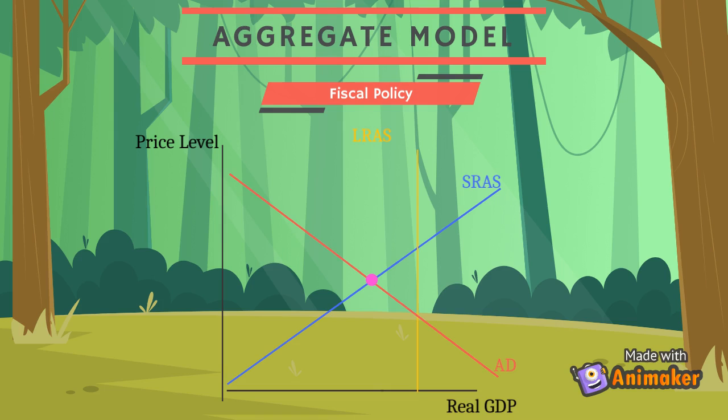While natural shifts to SRAS will return an economy to long-run equilibrium, this process can often take an extended period of time, and given that unemployment and inflation take a large toll on a nation's population, it's in the best interest of the government to intervene.